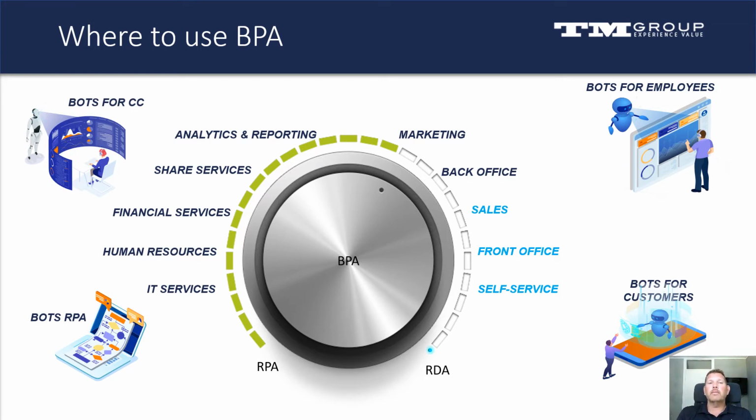So to combine everything, you can control or monitor all the different spaces that we see here: analytics, the marketing, the back office, the sales, front office, you name it. You can connect everything if you use the full scope of BPA.